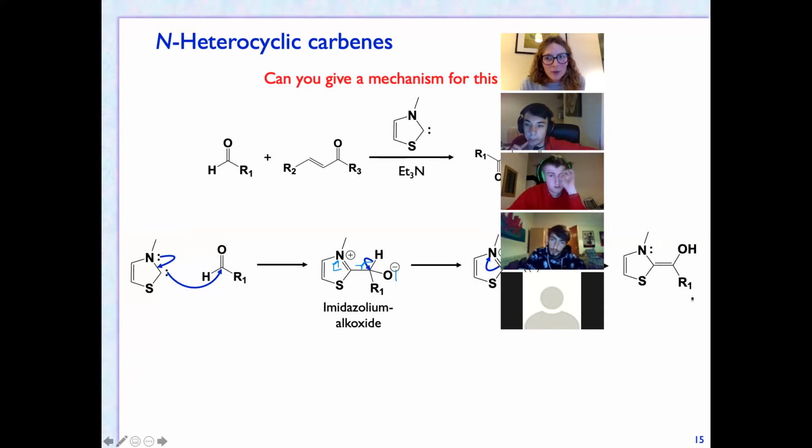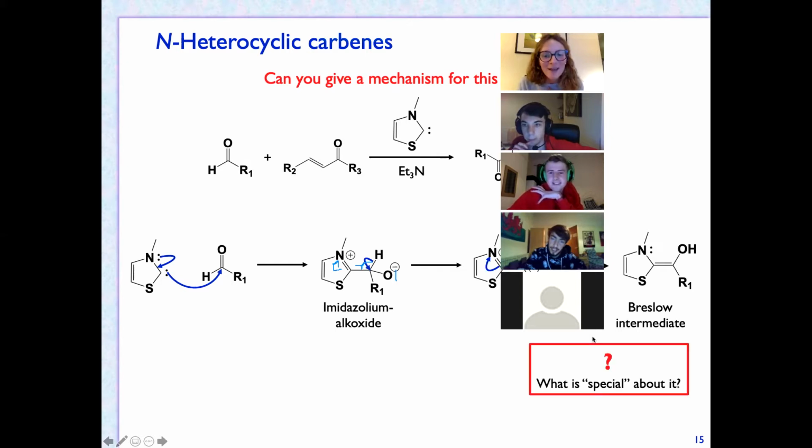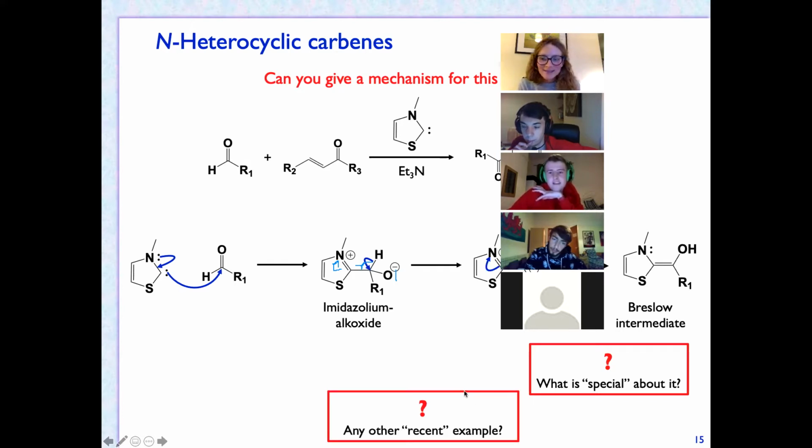Do you remember how it is called? It's the Breslow intermediate. And can you tell me what is special about it? It's nucleophilic, umpolung, inverted. Umpolung, that's great, very good. Enol. Have we seen any other recent example of that? When we did the benzoin lab, we used this last year, didn't we? Have you seen something related to umpolung?